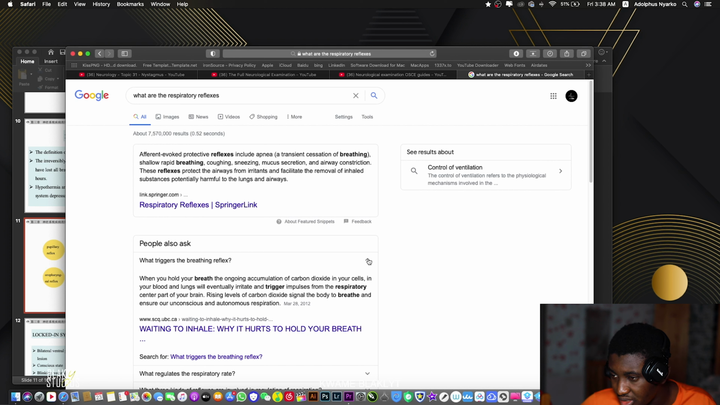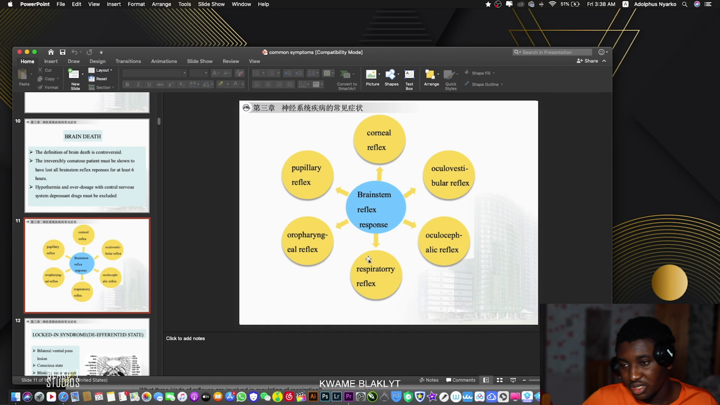When you hold your breath, the ongoing accumulation of carbon dioxide in your cells, in your blood and lungs will eventually irritate and trigger impulses from the respiratory center part of your brain. Rising levels of carbon dioxide signal the body to breathe and ensure our unconscious and autonomous respiration. That's it. So unconscious and autonomous respiration.